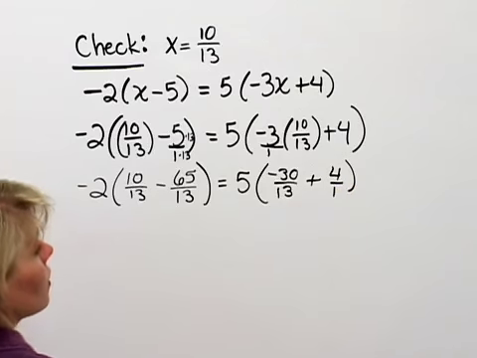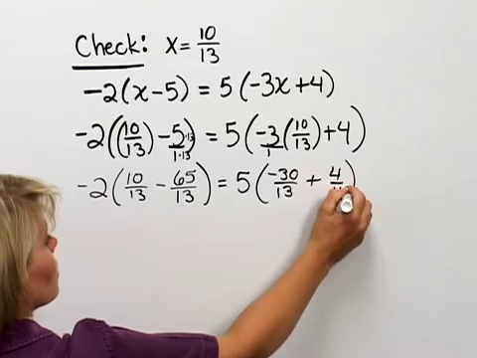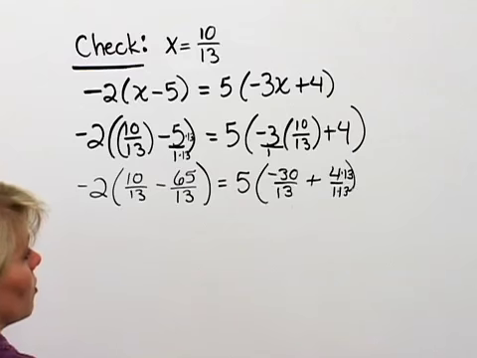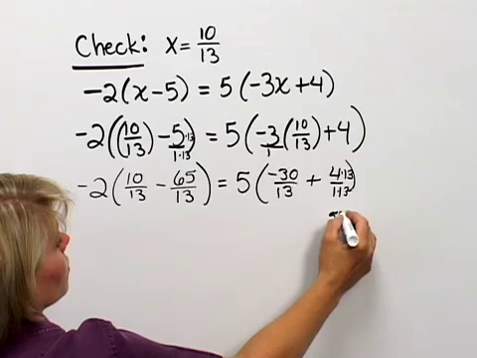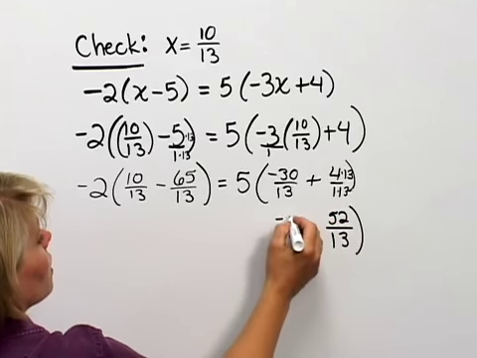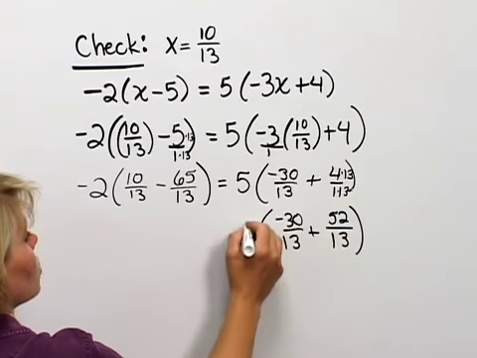over 1. Common denominator here is 13. So we'll multiply top and bottom by 13, numerator and denominator by the same value. 4 times 13 is 52, and that's going to be over 13. So that's what that side of the equation will change to.